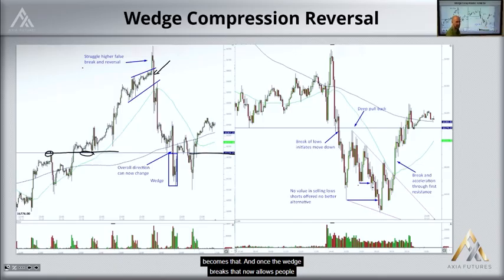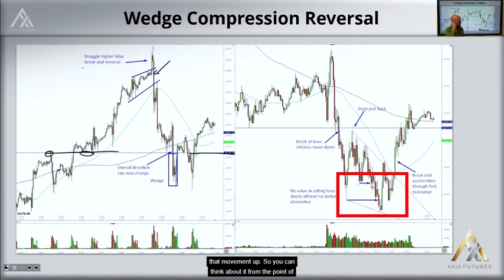And once the wedge breaks, that now allows people who feel that this is still a buy the chance to get in, because now they're seeing a change in the pattern. They're seeing a change in the way the market's moving down. That allows them the chance to get in. It also becomes the first point where sellers can now start to doubt the move, where sellers do doubt the move, and where sellers start to exit. And this is what creates that movement up.